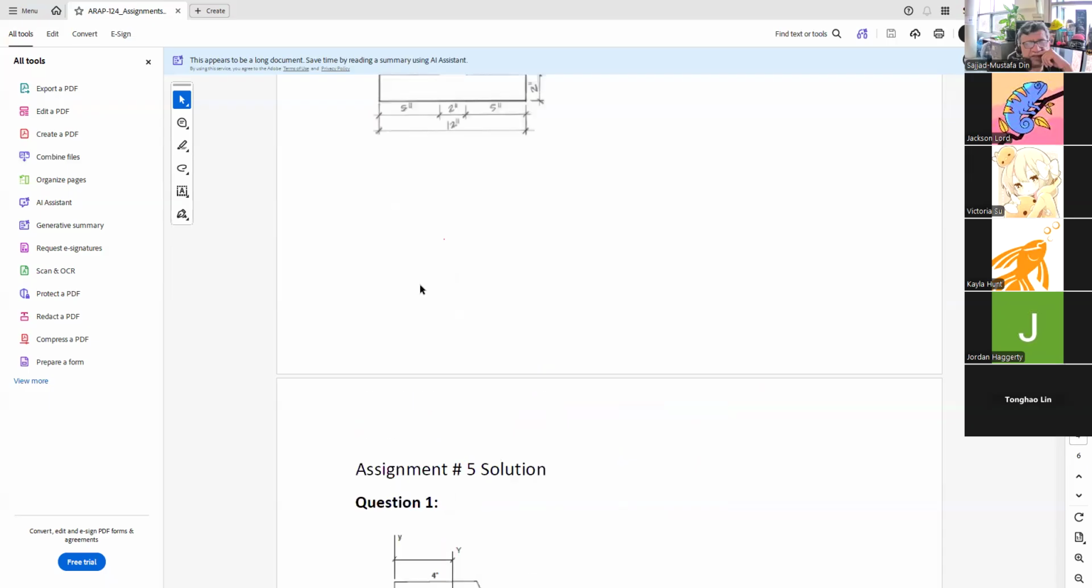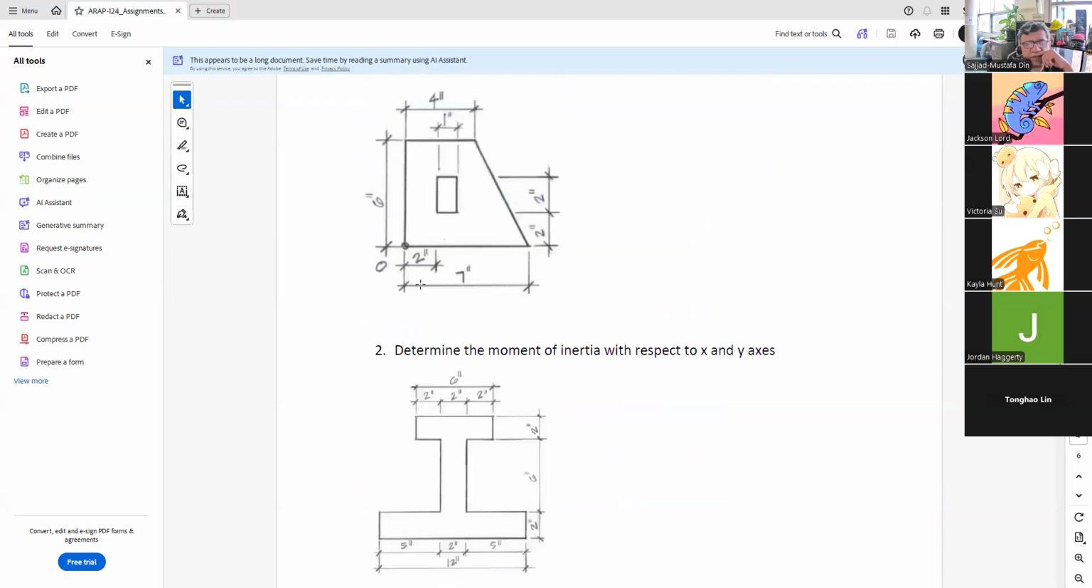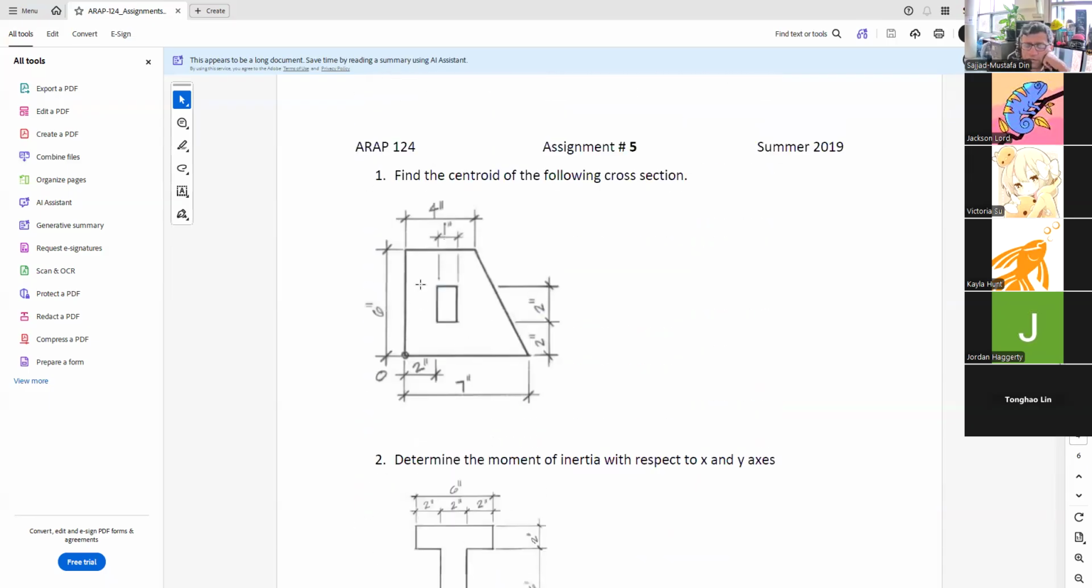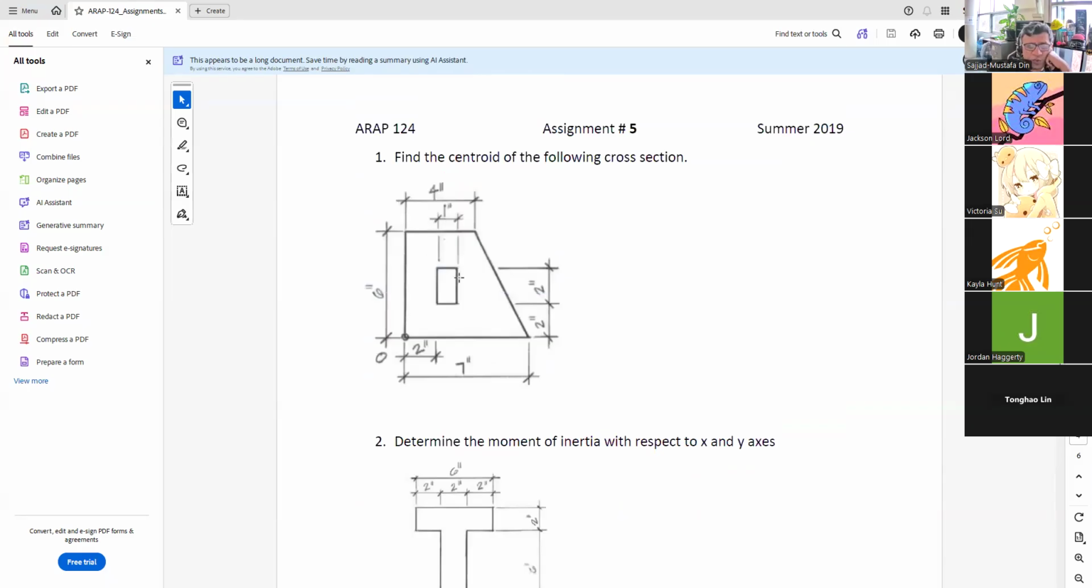The information given. So this is 1 inch wide. It's 2 inches from here. And you know that the centroid for this shape is going to be here. So it's going to be 2 inches plus half an inch.